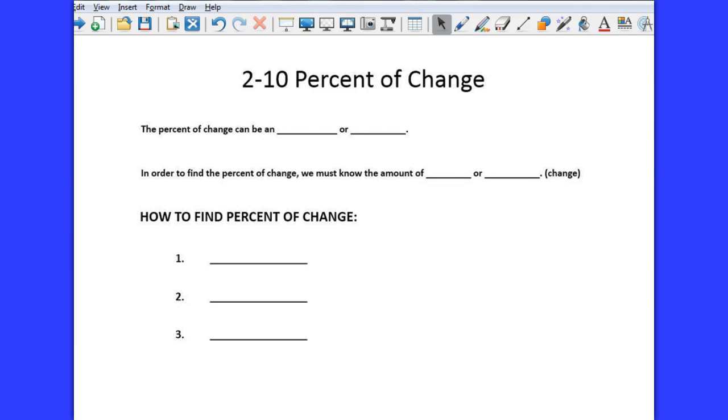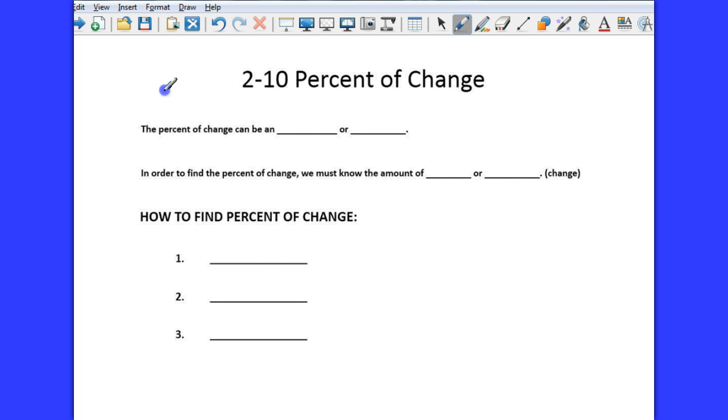We are in Chapter 2, Section 10. Last section for Chapter 2, wouldn't that be nice? Finding the percent of change. And this isn't too bad if you will just follow things step by step. You should be fine. We'll see if we can get through this in one video. If not, we'll do two.